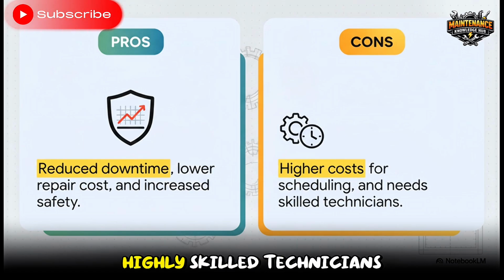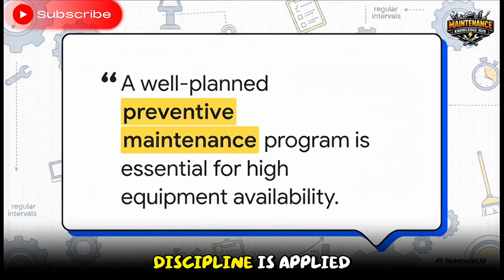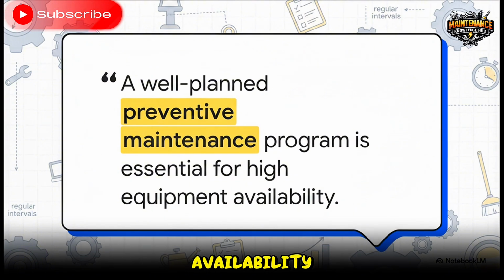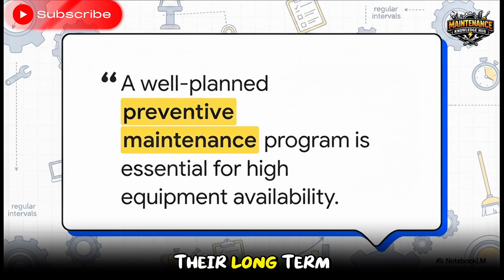You also need highly skilled technicians to pull this off, and you have to actually stop the machines for these planned interventions. It takes serious discipline. But when that discipline is applied, the results are totally undeniable. As our source material sums up so perfectly, a well-planned preventative maintenance program is essential for achieving high equipment availability and efficient, reliable operations. It's that simple. By committing to these planned inspections and replacements, organizations dramatically lower their long-term costs and keep their people safe.